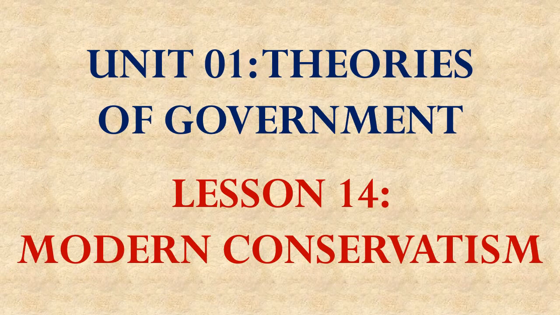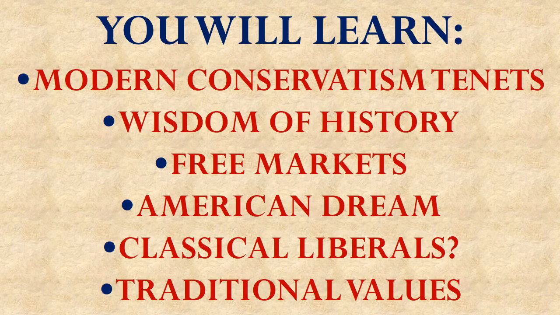This is Lesson 14 from Unit 1, Theories of Government, and this lesson is about modern conservatism. In this lesson, you'll learn about the tenets of modern conservatism, which include the wisdom of history, free markets, the American dream, and you'll learn about modern conservatism's similarities to classical liberalism. You'll also learn about modern conservatism's relationship with traditional values.